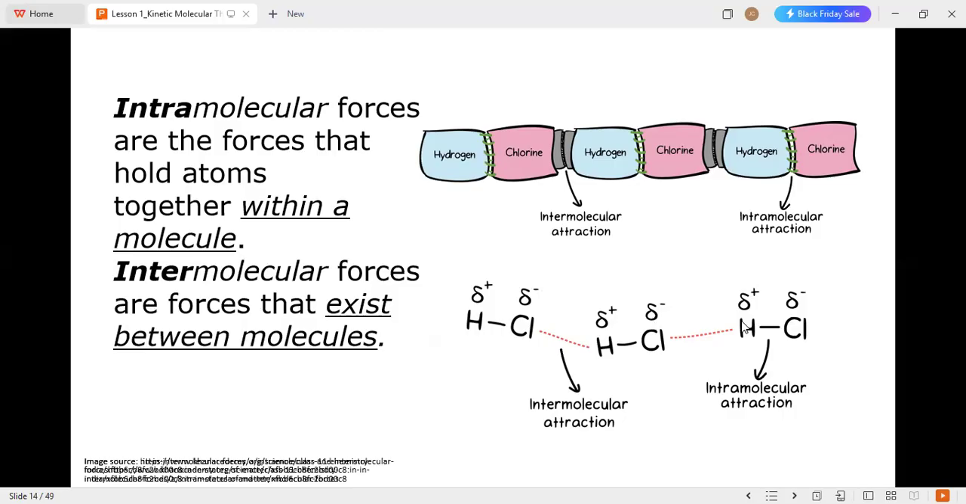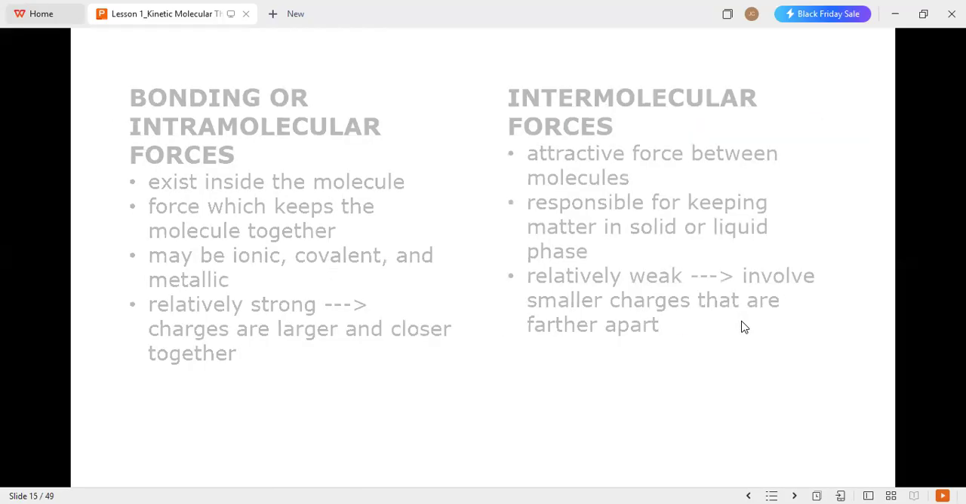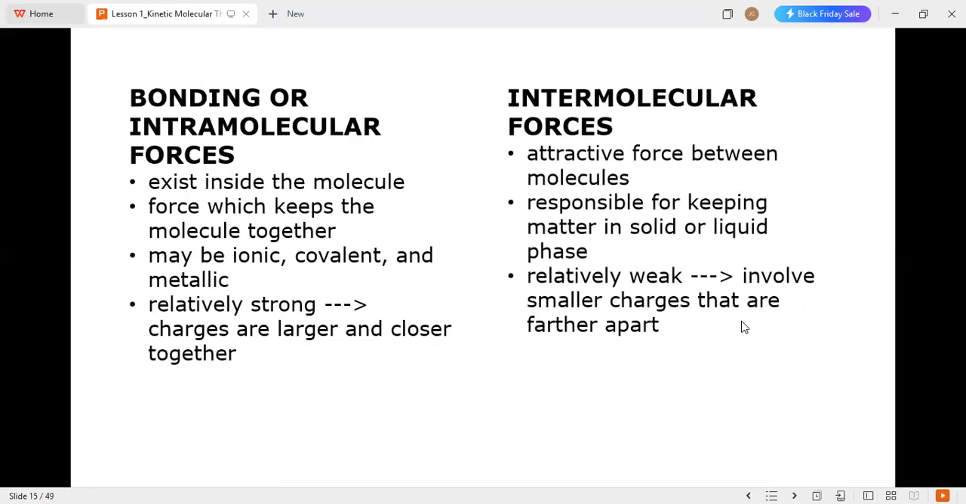So there are smaller or partial charges involved in your intermolecular forces, which are relatively weak compared to the bonding you've learned in Chemistry 1, which are relatively strong, such as your ionic bond, your covalent bond, and your metallic bond.